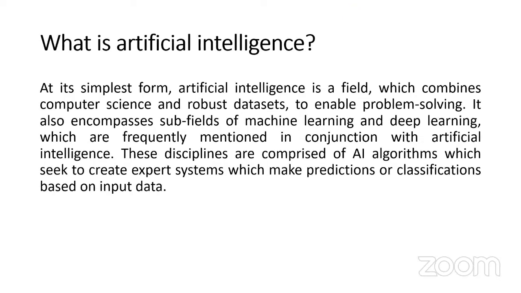Before going into artificial intelligence and robotics, first we have to see what is artificial intelligence and what is robotics. At its simplest form, this is just a definition: artificial intelligence is a field which combines computer science and robust data sets to enable problem solving. This is more of a definition from the point of view of today's world, with all the machine learning and deep learning developments happening, and this one line is just from that point of view.